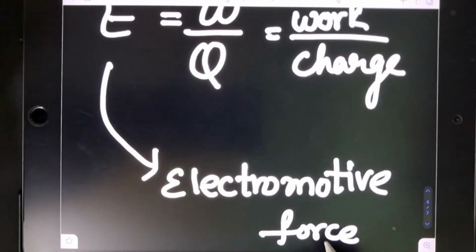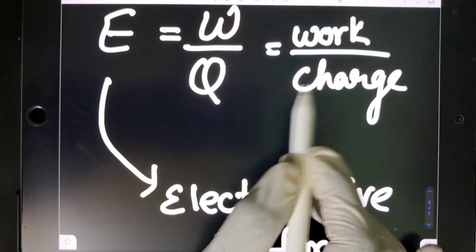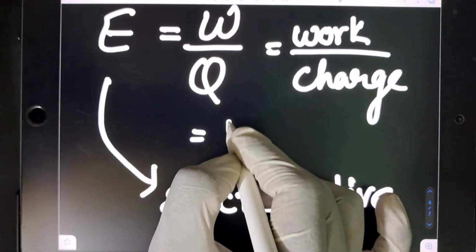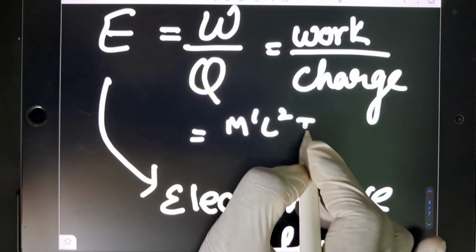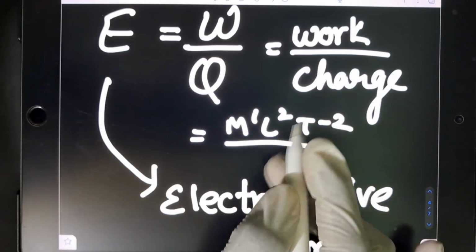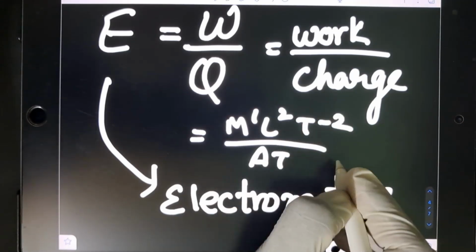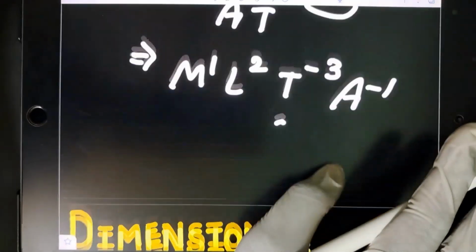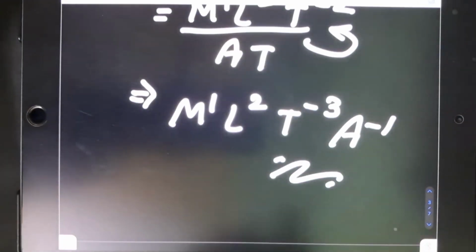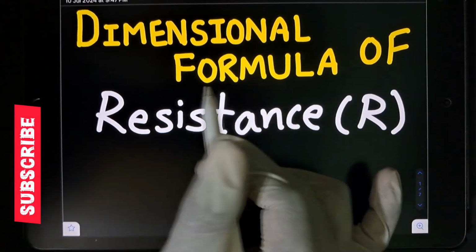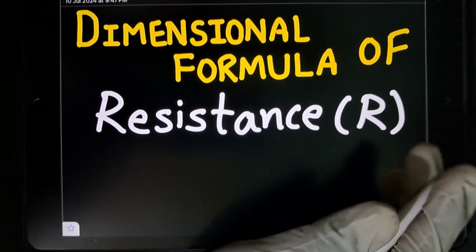E is equal to work by charge. Same. As it is, we substitute the work dimension formula M^1 L^2 T^-2 and charge AT, and on reciprocating we get the same M^1 L^2 T^-3 A^-1. Now, to find the dimensional formula of resistance, denoted by the letter R.